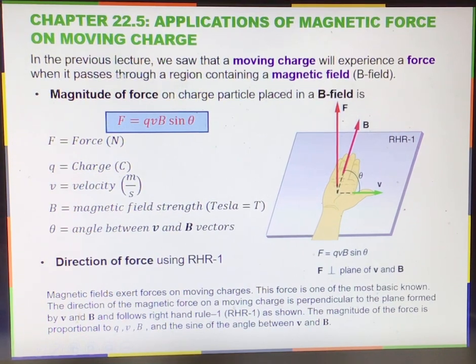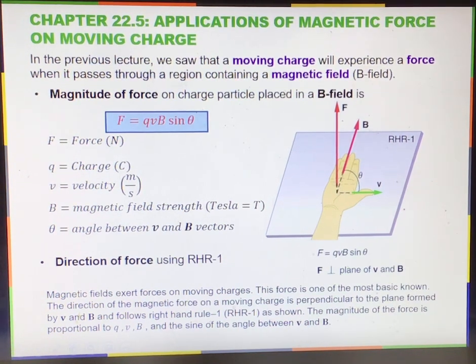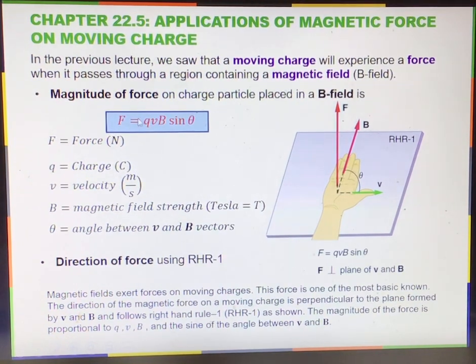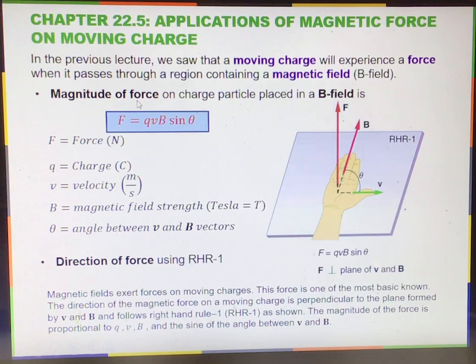If you remember in the previous lecture, we said that a moving charge is going to experience a force when the charge is placed in a region containing a magnetic field. And we said that the force can be calculated using this equation right here. So the force is just the charge times the speed of the charged particle times the strength of the magnetic field times the sine of the angle. This equation tells me how I can calculate the magnitude of the force.